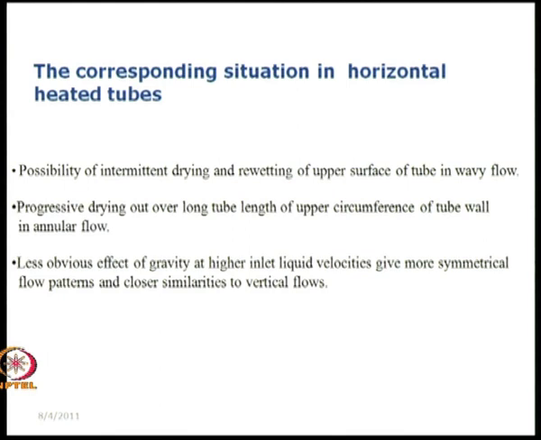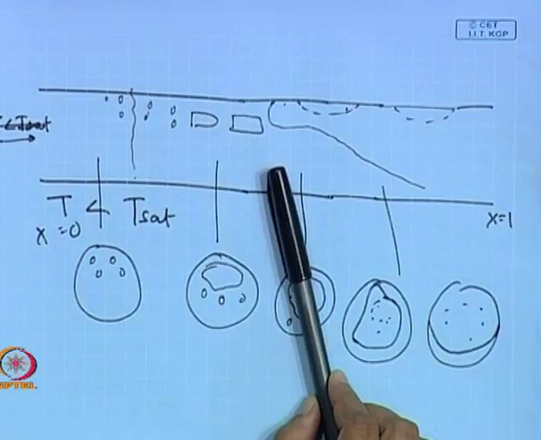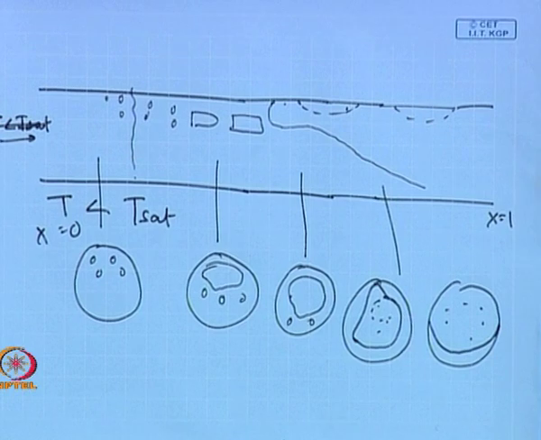Okay. And naturally, as you keep on increasing the liquid flow rate, there is less obvious effect of gravity, and therefore the flow patterns become more and more symmetrical and closer to vertical flows as the liquid flow rate increases. This particular situation was for low to moderate liquid flow rates. As we go to higher and higher liquid flow rates, the situation will be more similar to that which we have observed in vertical flows. Do you get it?